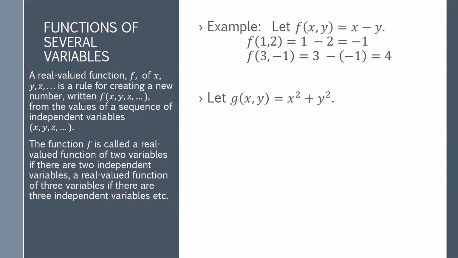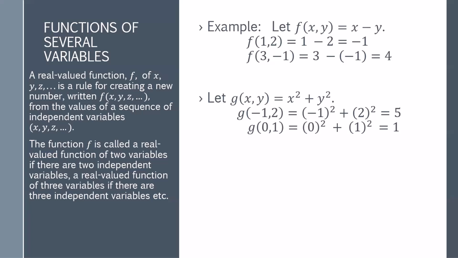G of x and y equals x squared plus y squared is another function of two variables. Again, if we plug in some numbers, we get g of negative 1 and 2 is negative 1 squared plus 2 squared, or 5. G of 0 and 1 is 0 squared plus 1 squared, or 1.